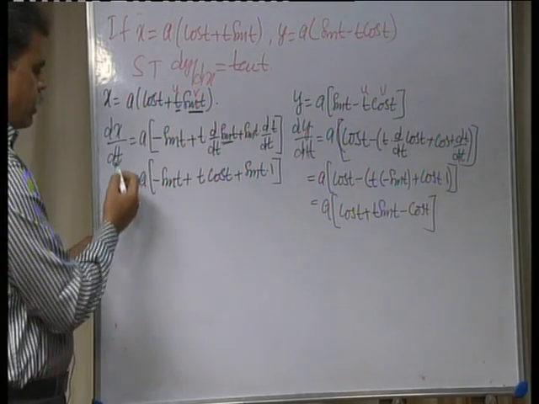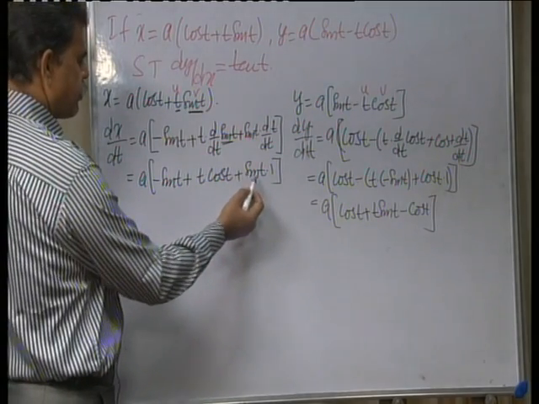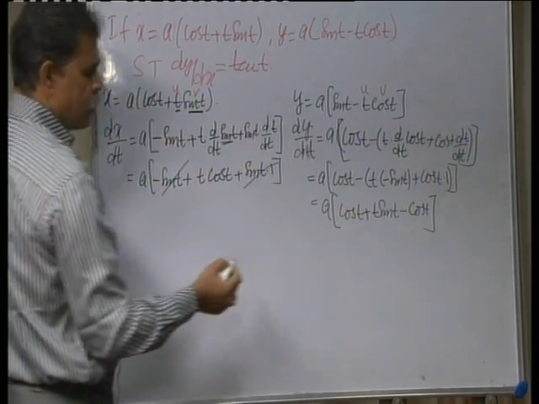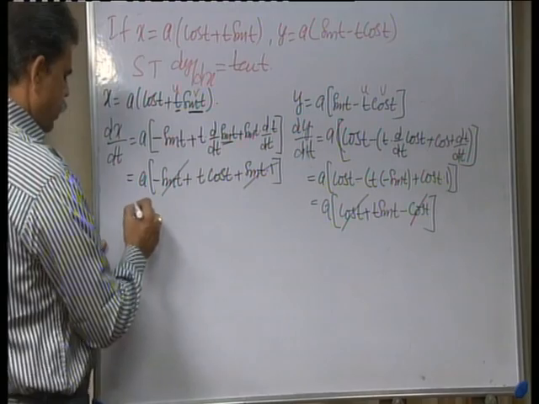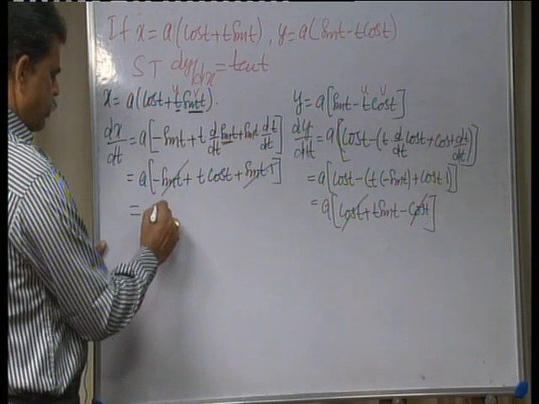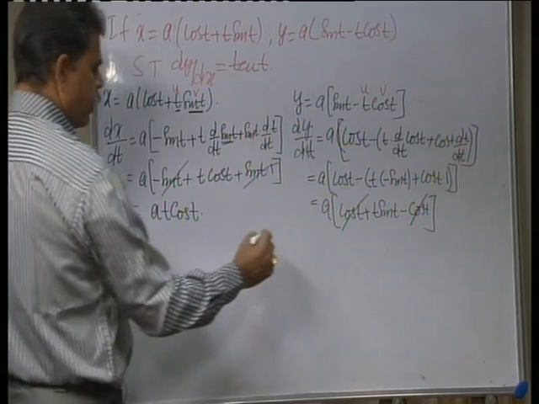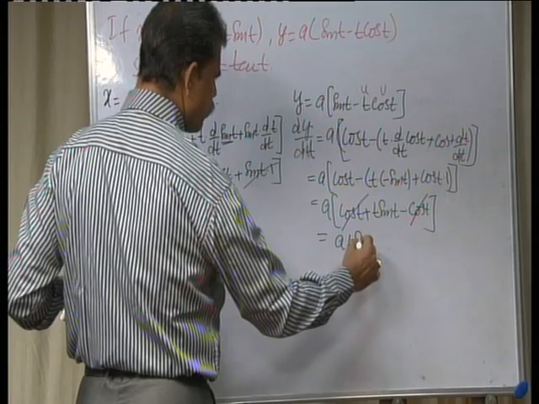See, dy by dt is what? a into minus sin t plus t into cos t plus sin t. The sin t and minus sin t cancel. Here also cos t minus cos t cancel. dx by dt is equal to a into t into cos t. dy by dt is a into t into sin t.